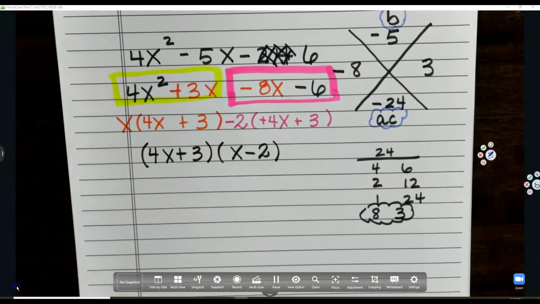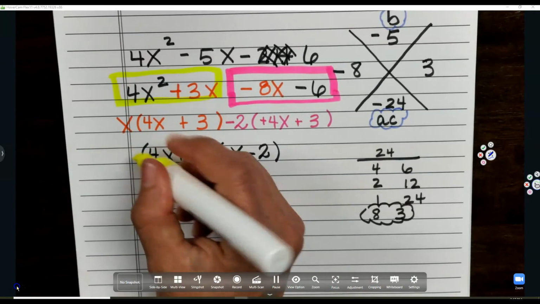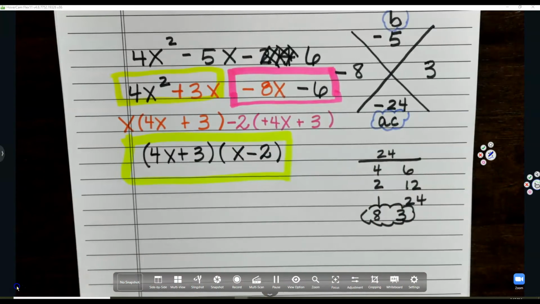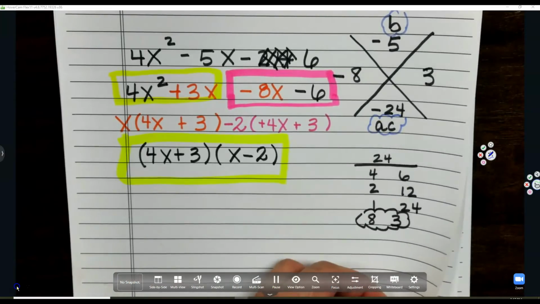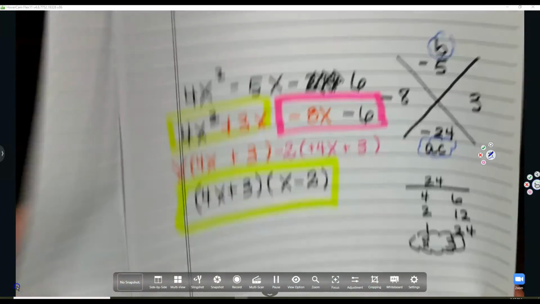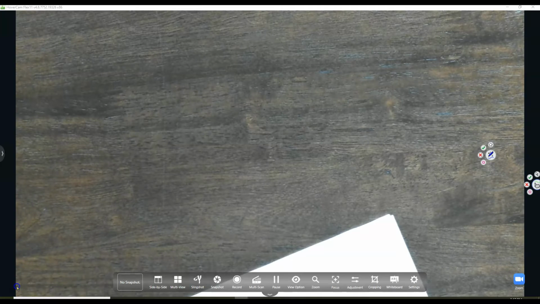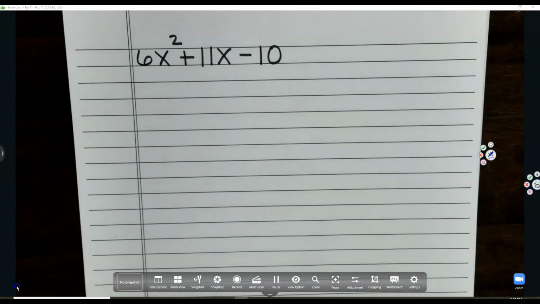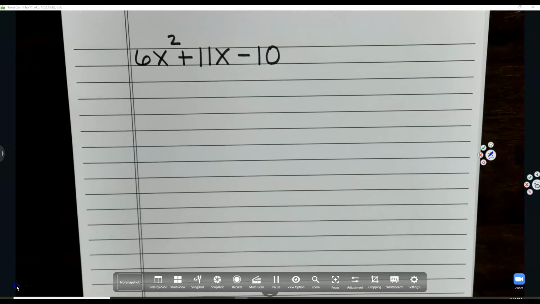I'm going to show it again. So 4x squared minus 5x minus 6. That's it in factored form. I'm going to show you again. There's no mistakes on that. I did not make a mistake. Please write that down.